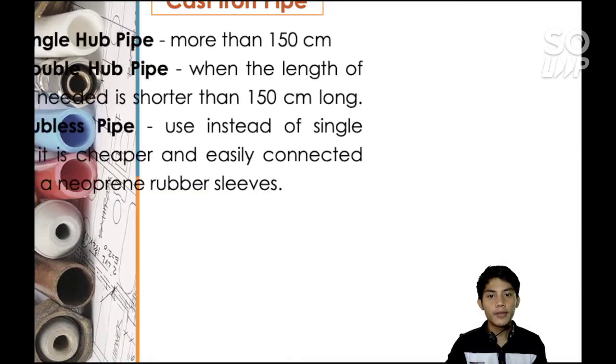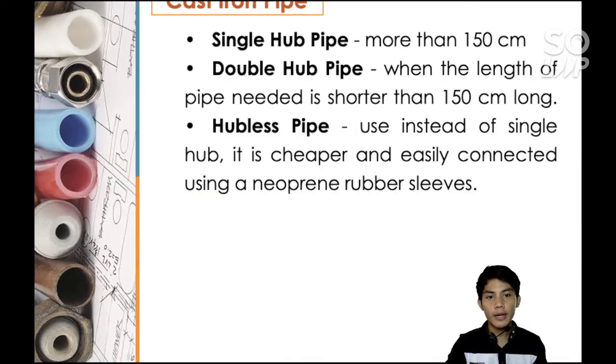Then we have single hub pipe. These pipes are more than 550 centimeters in length. Then the double hub pipes are shorter than 150 centimeters. Then we have the hubless pipe. These are used instead of single hub because it is cheaper and easily connected using a neoprene rubber sleeve. So that's the hubless pipe.